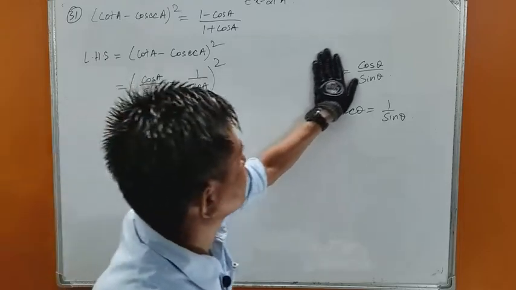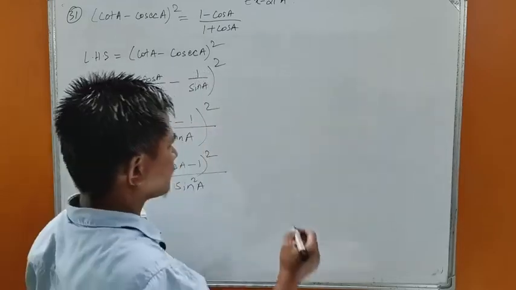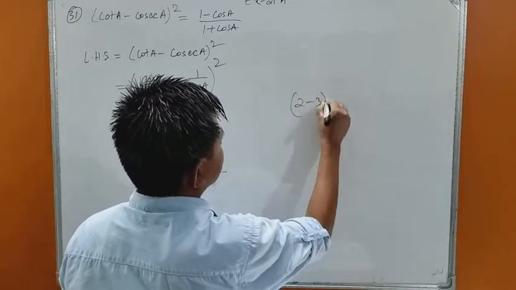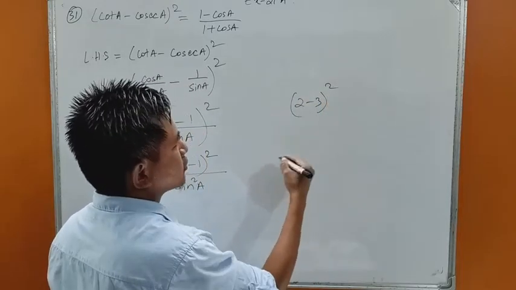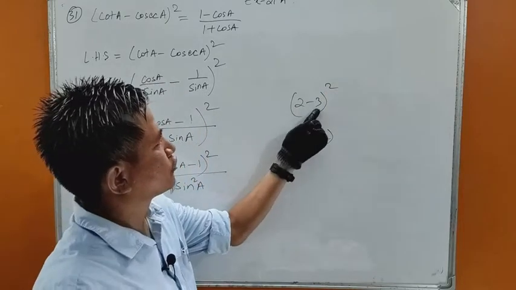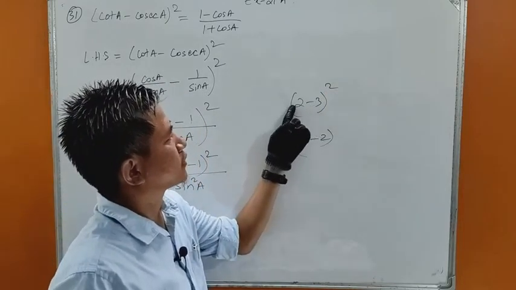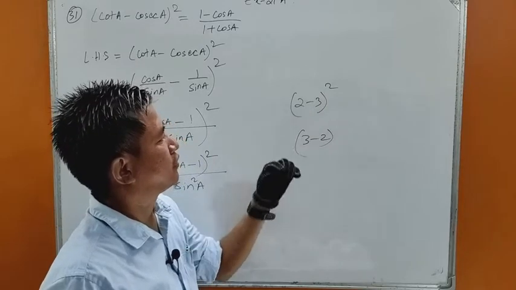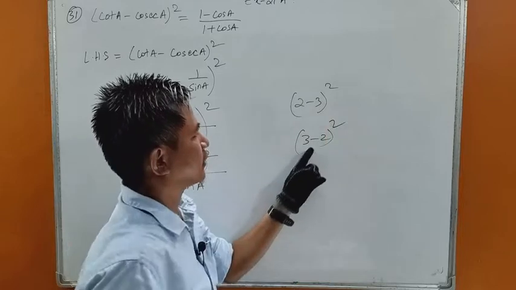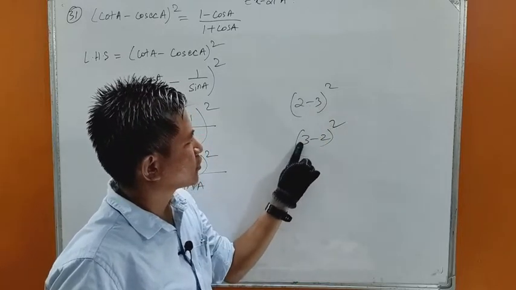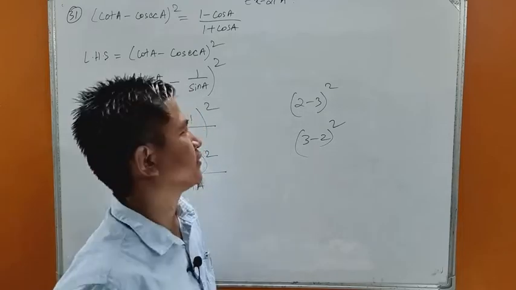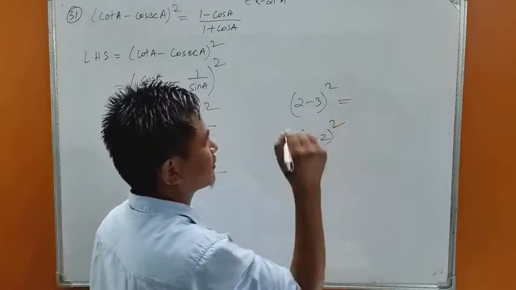Now let me show you an example. Suppose we have (2 minus 3) whole square. Can I write this number like this, 3 minus 2? Here we have 3 negative and 2 positive: minus 3 plus 2. Can I convert this into this form, whole square? Minus 3 is plus 3 now, and plus 2 is minus 2. Can I do this? Absolutely I can, because let's see the result.